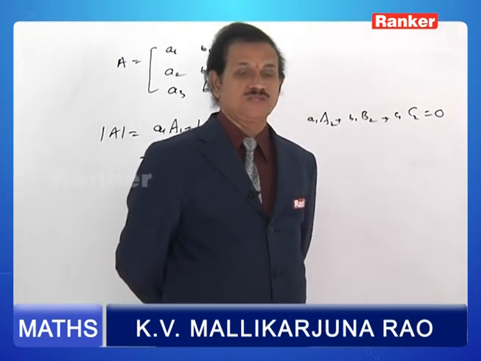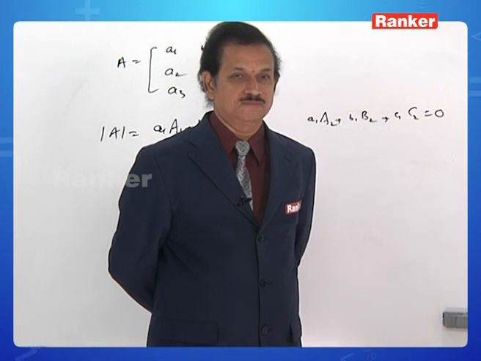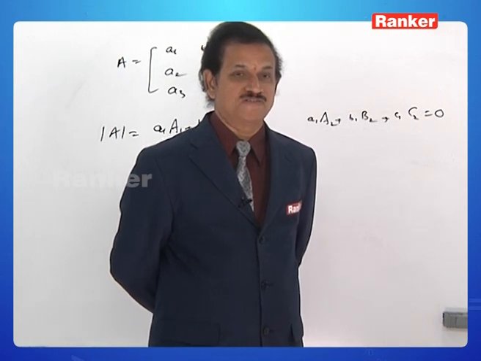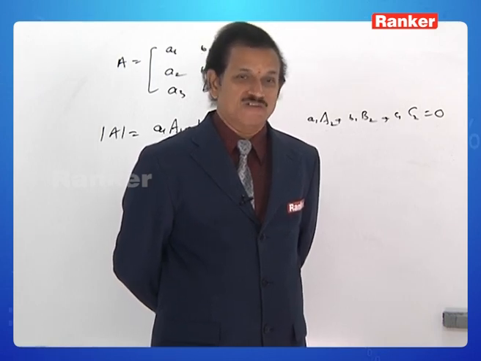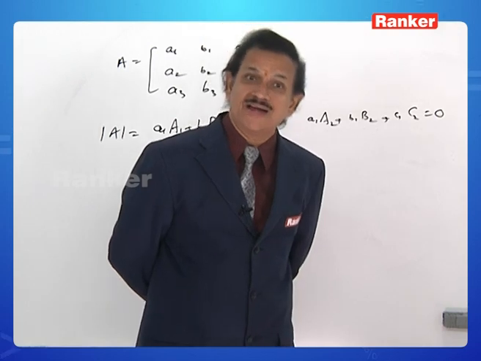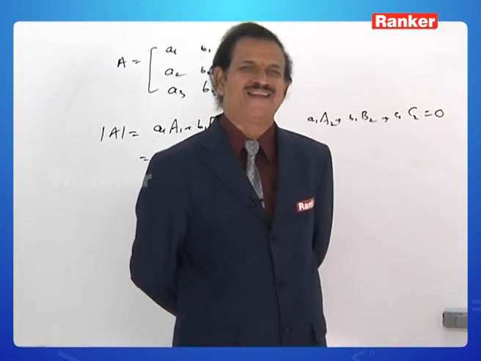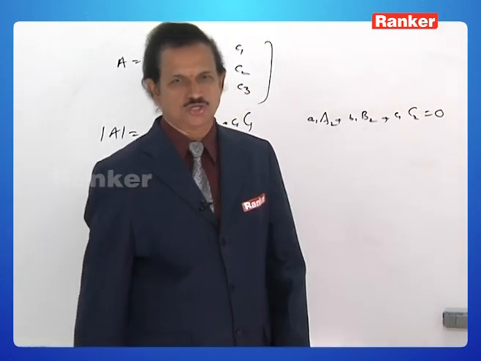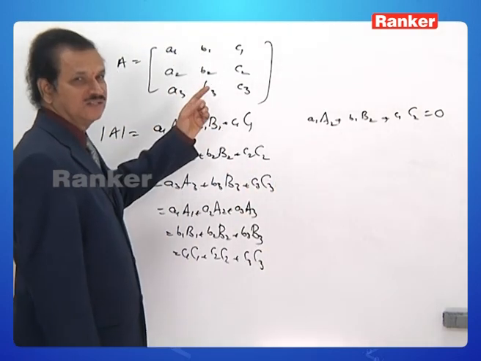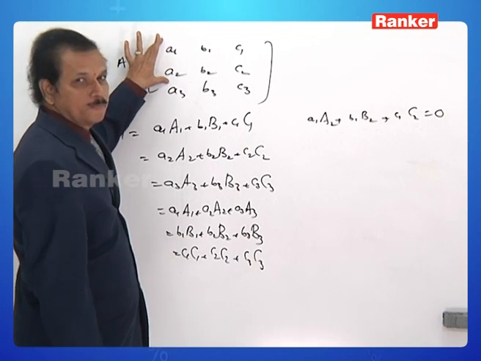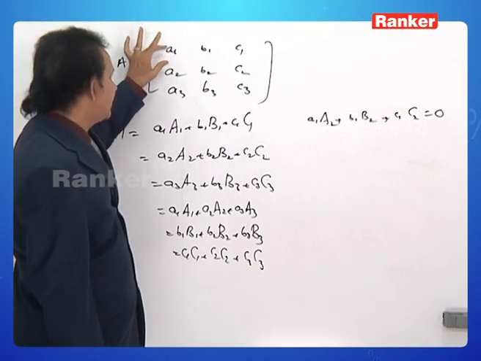Similarly, the sum of the products of elements of a row with the cofactors of corresponding elements of the second row or another row, then it is 0. Corresponding elements, corresponding in that sense, suppose we are considering these two rows. Element is here. What is the corresponding element in the next row?